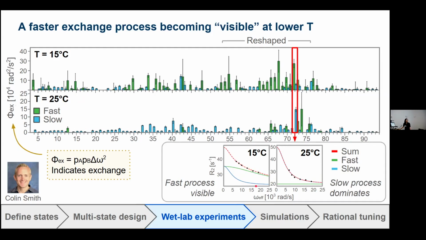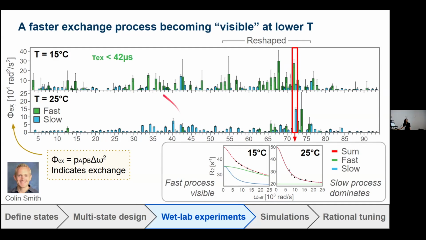And it seemed like at lower temperatures, this faster process, which is localized to our reshaped region, becomes more visible, whereas at higher temperatures, the slower process seems to dominate and is more in that region that's outside of our reshaped region, but still spatially adjacent to it.